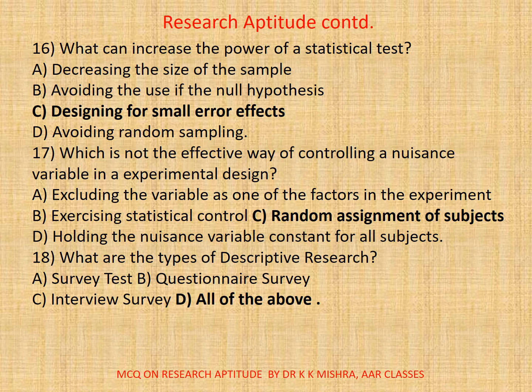17. Which is not the effective way of controlling a nuisance variable in an experimental design? A. Excluding the variable as one of the factors in the experiment. B. Exercising statistical control. C. Random assignment of subjects. Correct option is C. Random assignment of subjects.